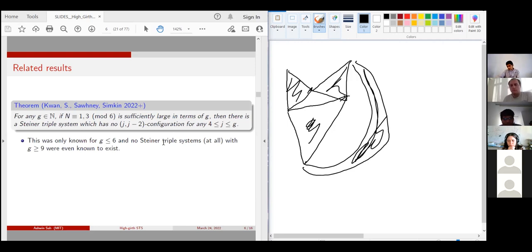I should mention some prior work. This was only known for g up to 6, and only g equals 6 is actually non-trivial here, because 5-3 configurations contain 4-2 configurations. That was known through more explicit, classical design-theoretic, Wilson-style techniques. And no Steiner triple systems at all for g at least 9 were known to exist. I think what was known is that g equals 6 for all values, g equals 7 for almost all values, g equals 8 for an infinite family of values, something like that.